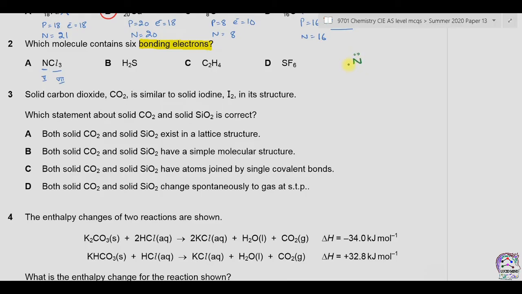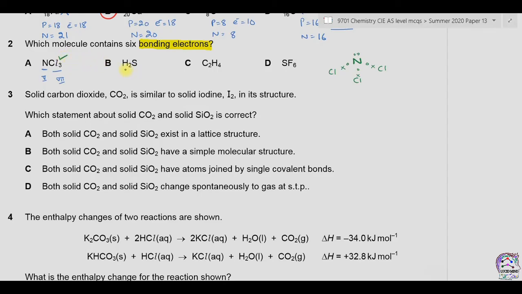Nitrogen, 5 electrons, and chlorine atoms will make single covalent bond with nitrogen. So there are 3 bonds present between nitrogen and chlorine, and the bonding electrons are 1, 2, 3, 4, 5, 6. So we have 6 bonding electrons and 1 lone pair of electrons is present, so it could be A.